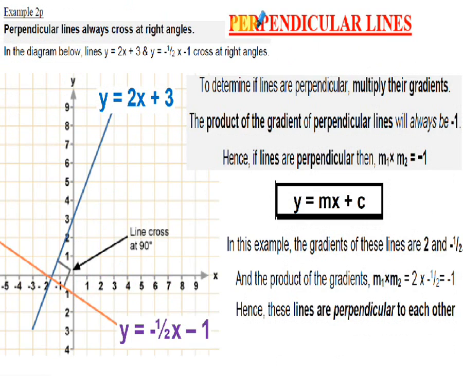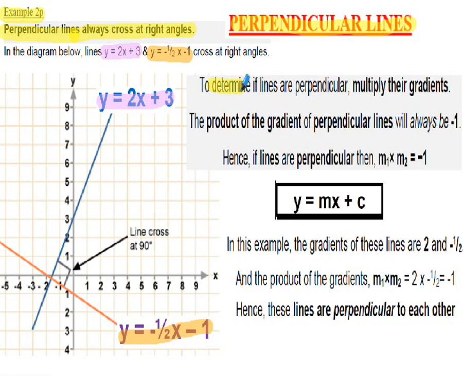Let's now consider lines that are perpendicular to each other. Example 2p. Perpendicular lines always cross at right angles to each other. So in the diagram below we're given the equation y is equal to 2x plus 3, shown here, and y is equal to negative a half x minus 1, shown here.